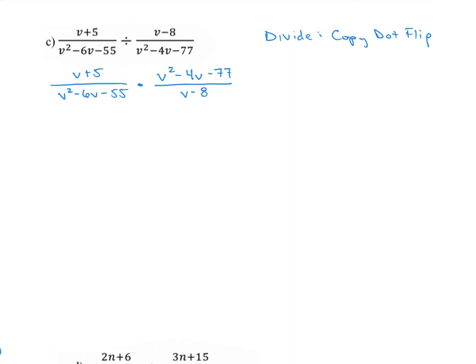From there, we want to go ahead and factor. So we get v plus 5 stays the same, it does not factor. On the bottom, we get v and v. Things that multiply to 55 and subtract to 6, this is going to be 5 and 11. The negative 55 tells me different signs, and I want my larger number to be negative. So we get minus 11 and plus 5.